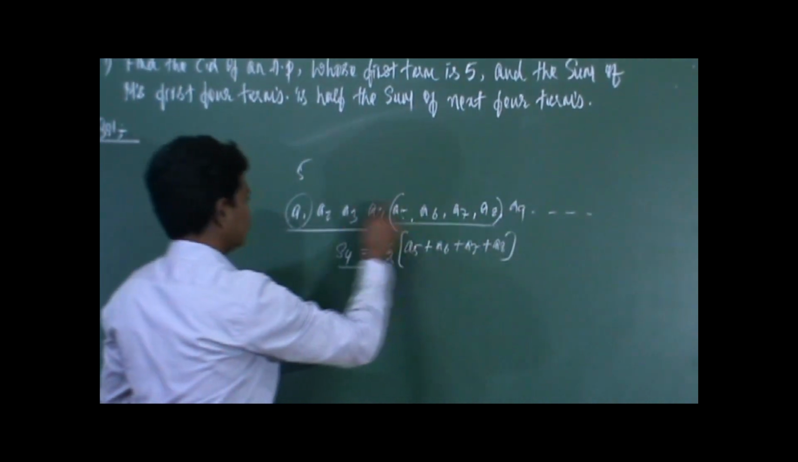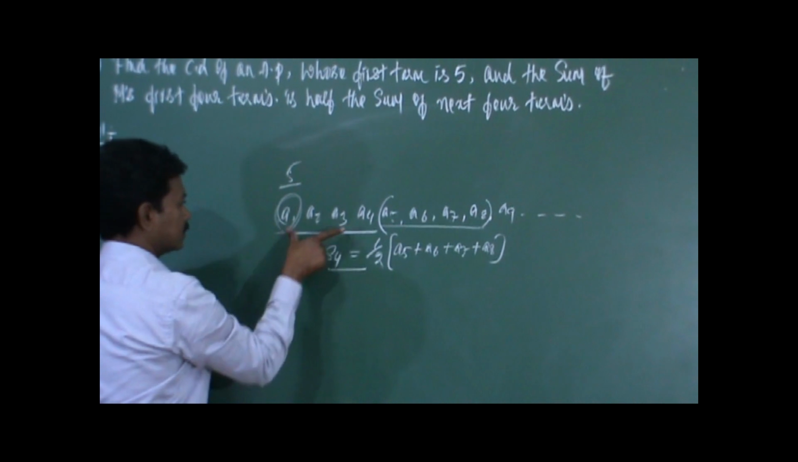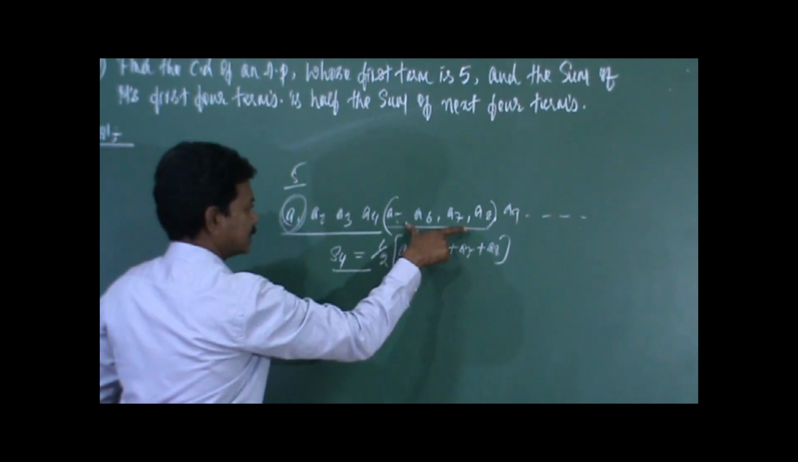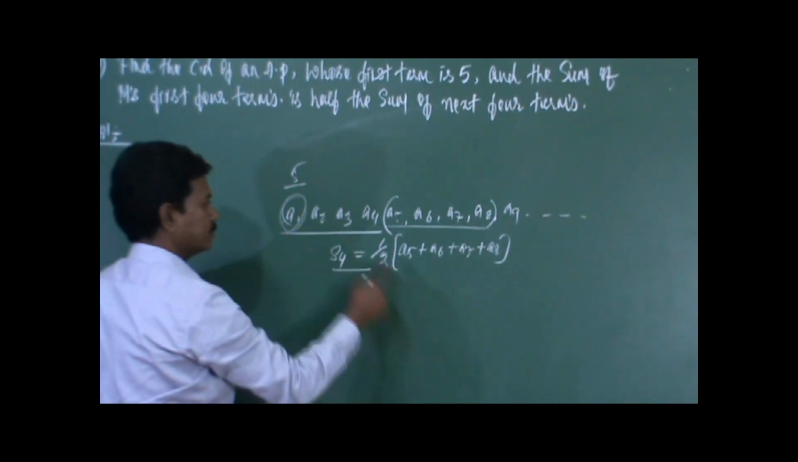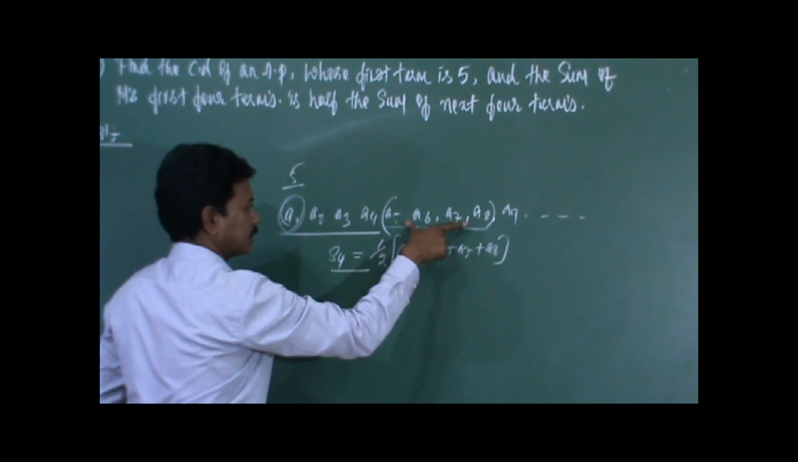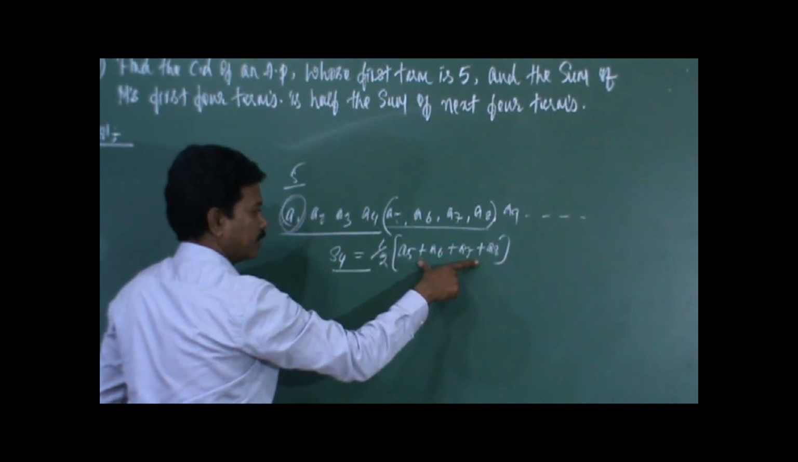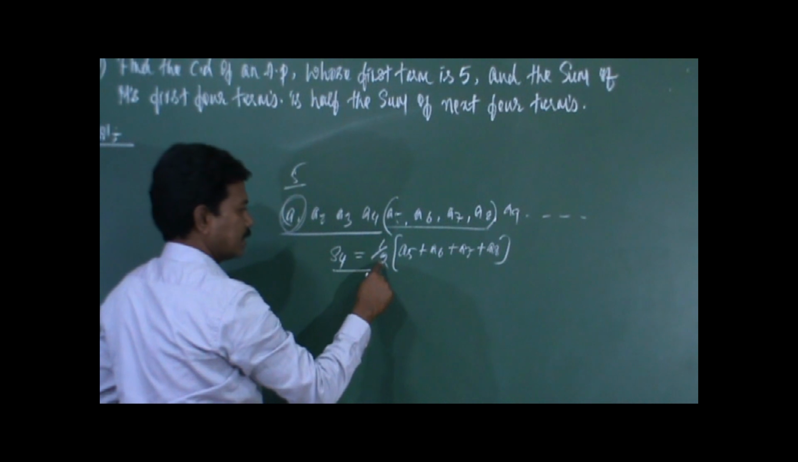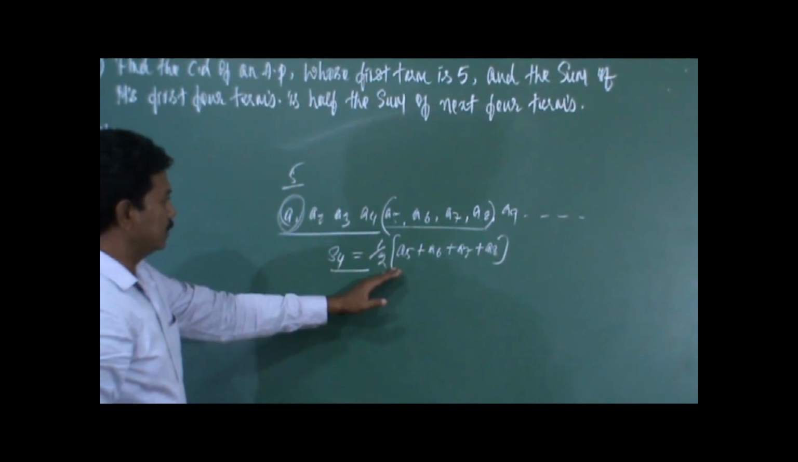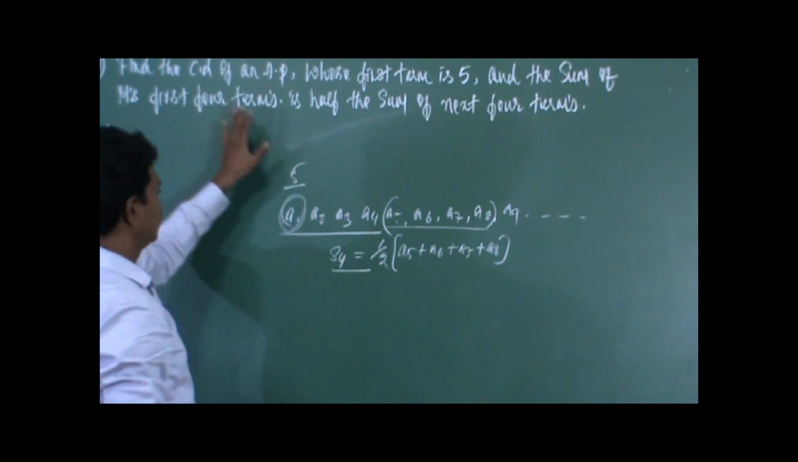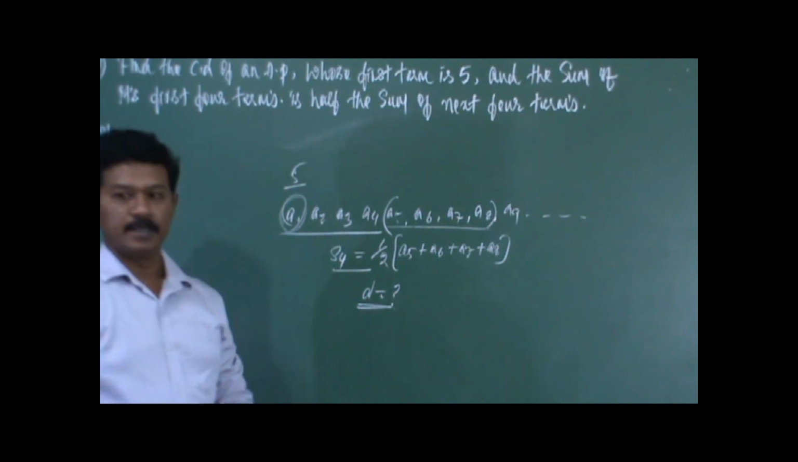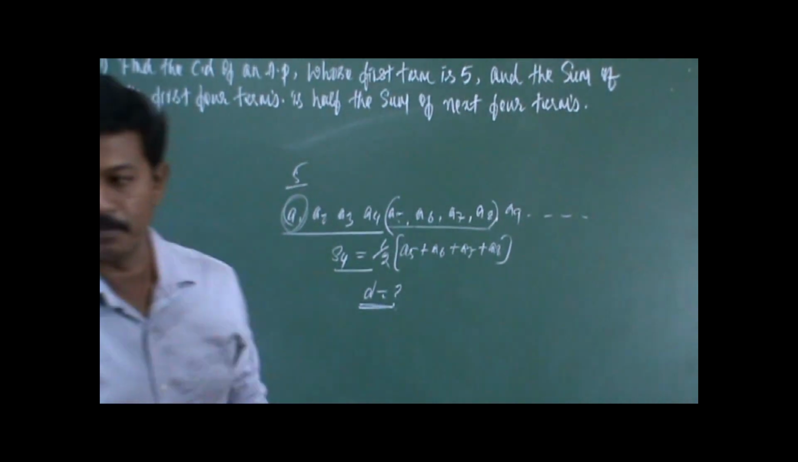So in an AP, the first term is 5. The sum of the first 4 terms is half the sum of the next 4 terms, that is after A4, that is A5, A6, A7, A8. These are the next 4 terms, and the sum of these 4 terms should be taken as half, that is half of that is equal to S4. This is the given condition. So using this, you have to find the common difference. So D is equal to how much? This is a very important 3-mark question.